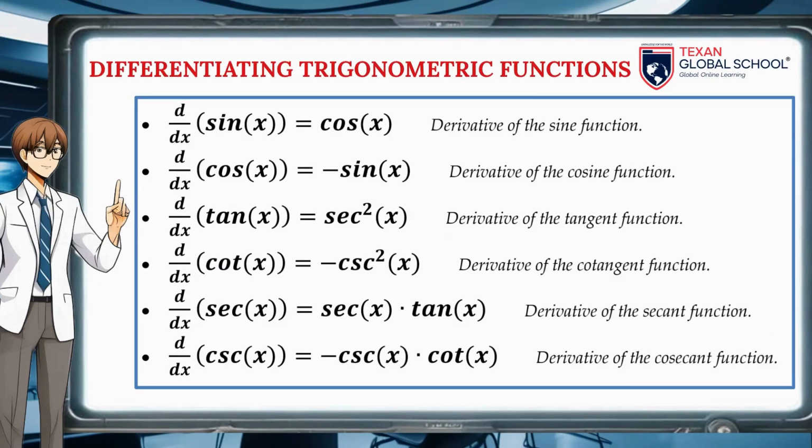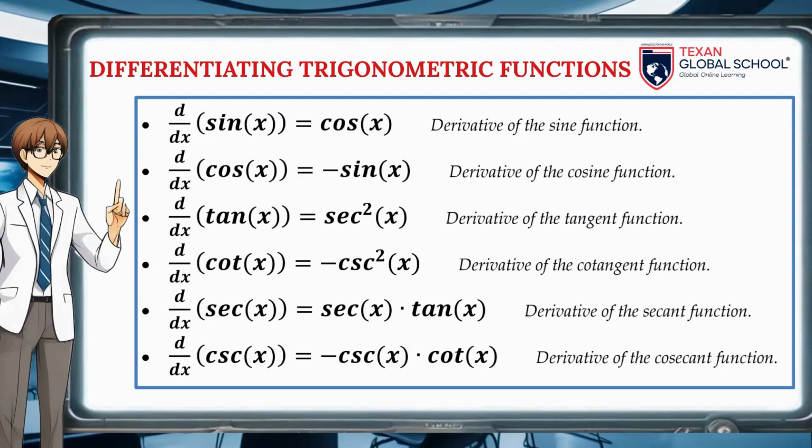We can see that the derivative of the sine function is the cosine. The derivative of the cosine is minus the sine. The derivative of the tangent is secant squared. The derivative of the cotangent is minus the cosecant squared. The derivative of the secant is secant times tangent. And the derivative of the cosecant is minus cosecant times cotangent.